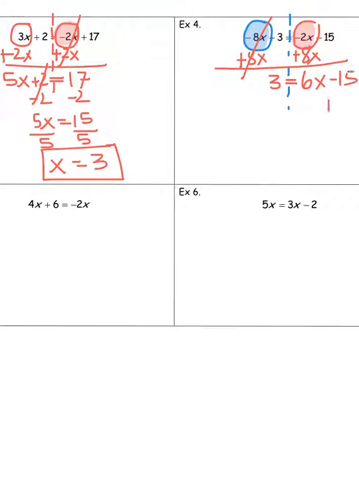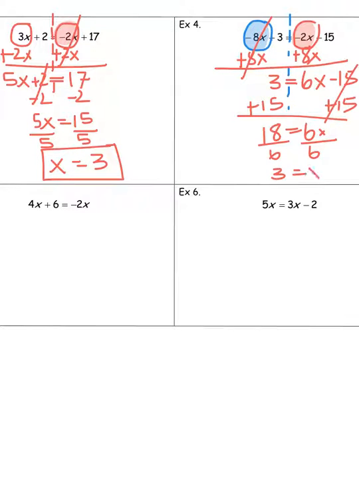Alright, now to solve this equation, I'm going to add 15 to both sides. And 15 plus 3, I get 18 equals 6x. Divide both sides by 6, and I get 3 equals x, or x equals 3.